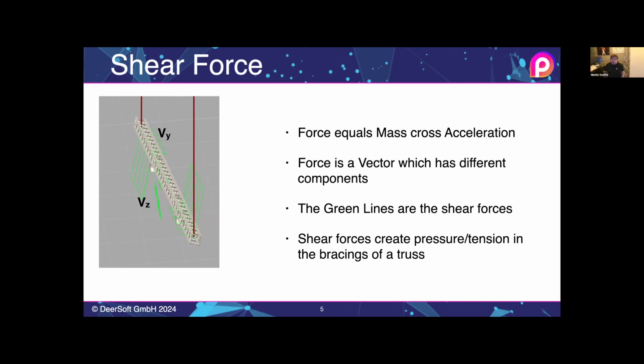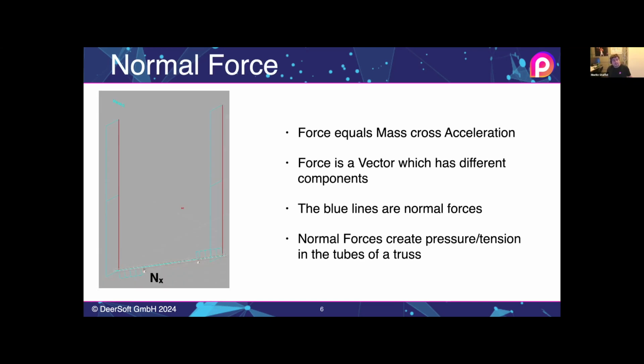Shear forces, when you see them in your calculation, normally create pressure or tension in the bracings of a truss. So they do not really go into the main tubes, but into the bracings. When doing calculations with this, the shear force is normally really big when you have short trusses with a big load. So typically, when you're doing pre-rig calculations, the shear force is a thing that actually limits the capacity of the truss in here. The other force, you can ask questions if you want.